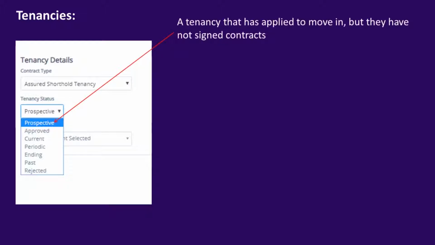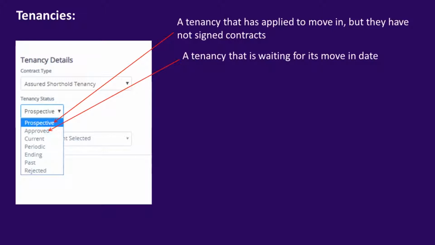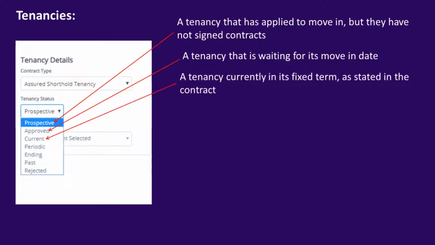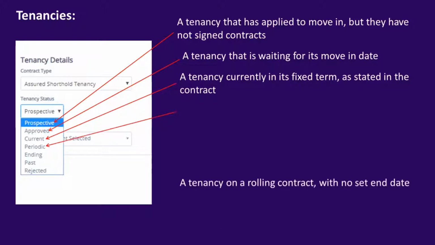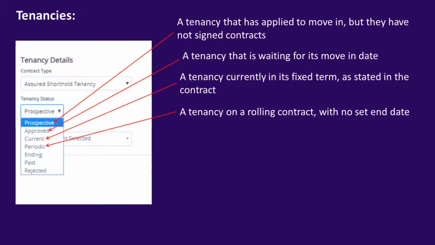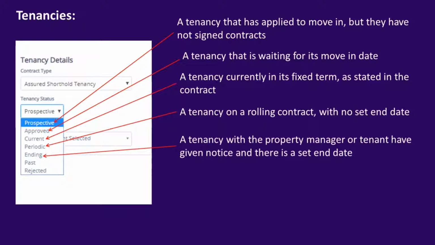Prospective means a tenancy that has applied to move in, but they have not signed contracts or they're going through referencing or have put down a holding deposit. An approved tenancy is a tenancy that is waiting for its move in date. Current is a tenancy that is currently in its fixed term as stated in the contract. Periodic is a tenancy on a rolling contract with no set end date. Ending is a tenancy where the property manager or tenant has given notice and there is a set end date.